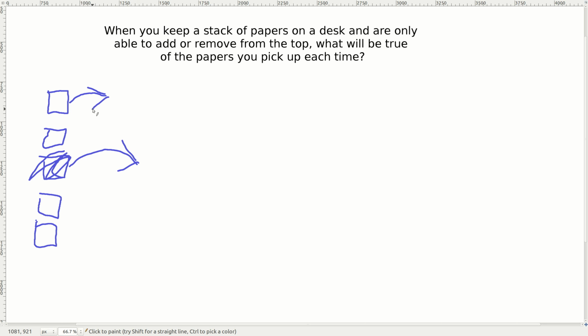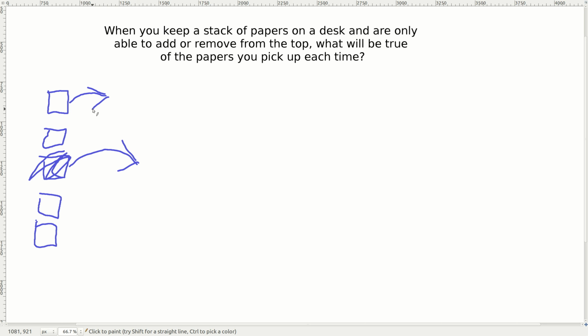So you can think about this like if students are submitting their tests on a desk at the end of a class period and they pile up as students submit. Another way to ask this is what will be true of the test that I grade first if I can only remove from the top of that stack.